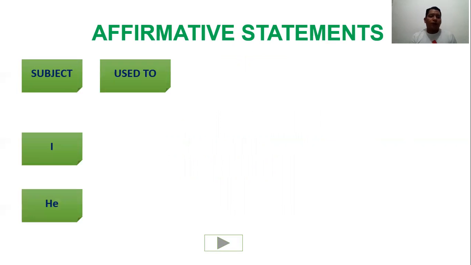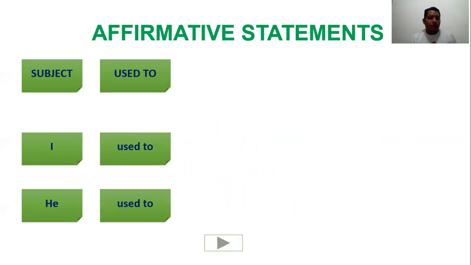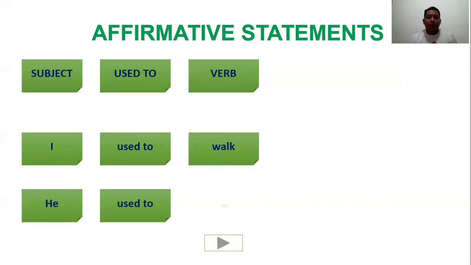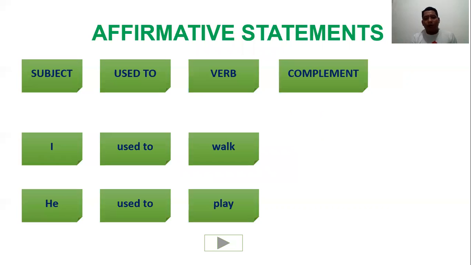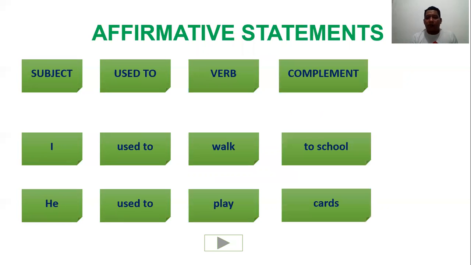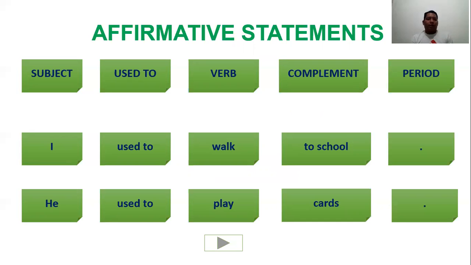Let's start with affirmative statements. Let's go in order. The structure that we have is the subject. We use "used to" with all the subjects. It doesn't matter if we have I or he. Then we have the verb. Sometimes we have a complement, but in some cases it is not really necessary. At the end, we're going to finish with a period.